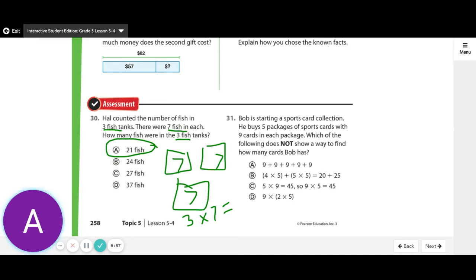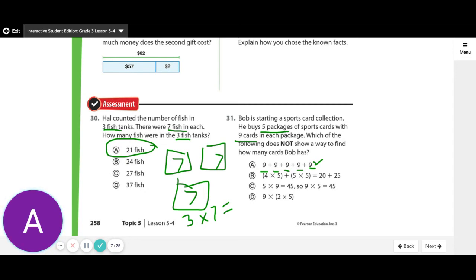Number 31. Bob is starting a sports card collection. He buys 5 packages of sports cards with 9 cards in each package. Which of the following does not show a way to find how many cards Bob has? So we know there's 5 packages with 9 cards in each. Let's look at A. We have 9, that's 2 groups, 3 groups, 4 groups, 5 groups. So we know that one would work.